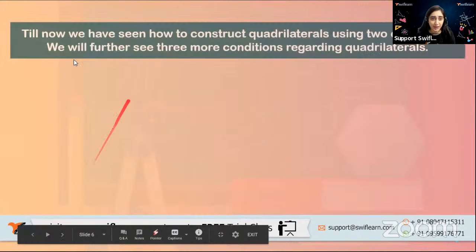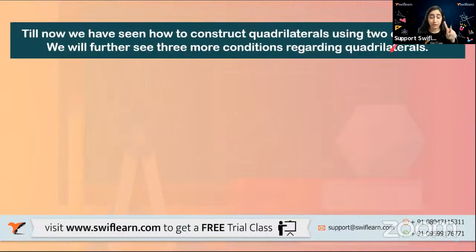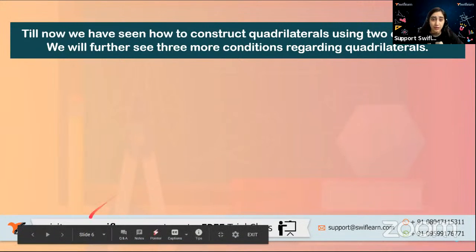Till now, we have seen that the construction of a quadrilateral needs certain conditions, right? We have done two of them. What were they? When all the sides and a diagonal were given, that is, three sides and a diagonal were given. And the other case was when two diagonals and the sides were given. But now we'll move ahead with the third one.